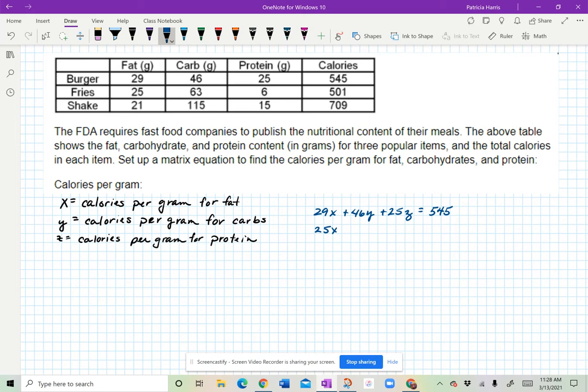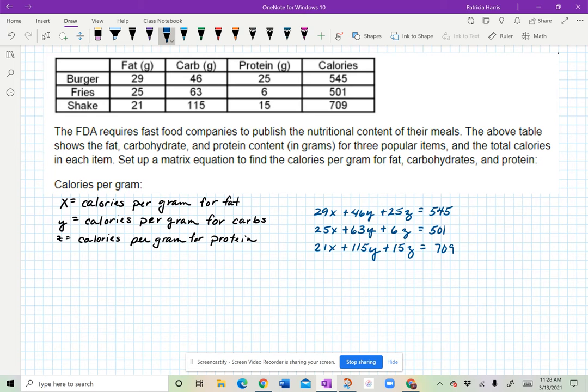25x plus 63y plus 6z is equal to 501. And the shake, finally, 21x, 115 grams of carbs. Whoops, this should be a y. And then 15 grams of protein or 709 calories. Okay, so that's our system of equations.